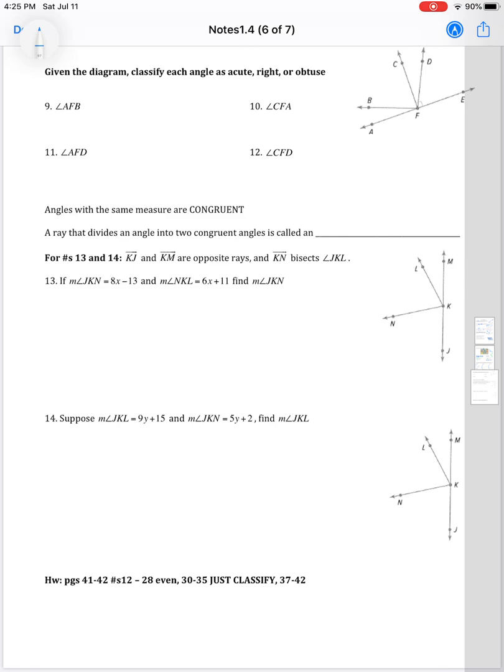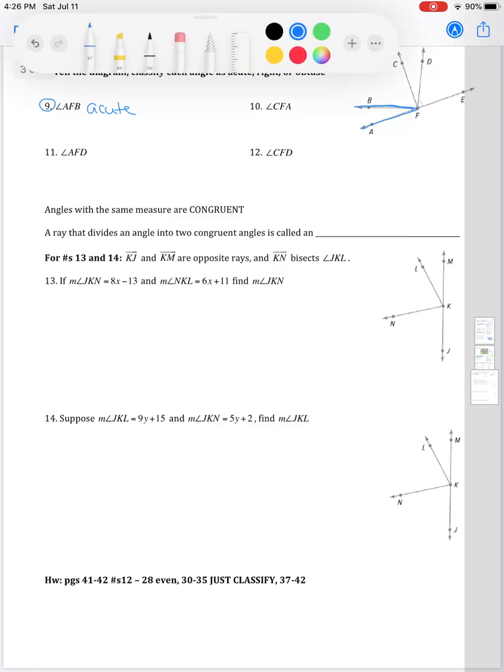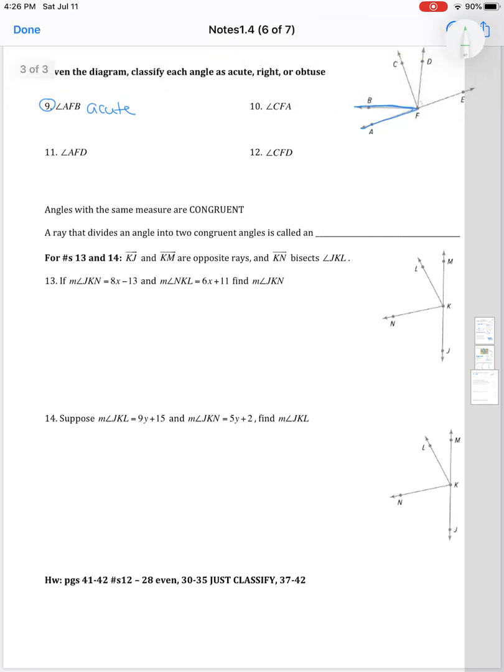All right, so let's practice a little bit. The book is going to reference a protractor. You do not need to worry about a protractor. You just need to worry about being able to identify or classify the angle based on its looks. So it says for number 9, AFB. Well, here's A to F to B. So I'm going to use colors for all of these. So number 9 is in blue. That angle definitely is less than 90 degrees. So that would be considered an acute angle.